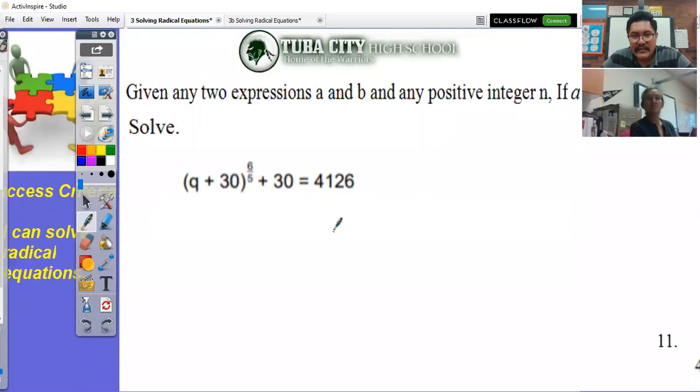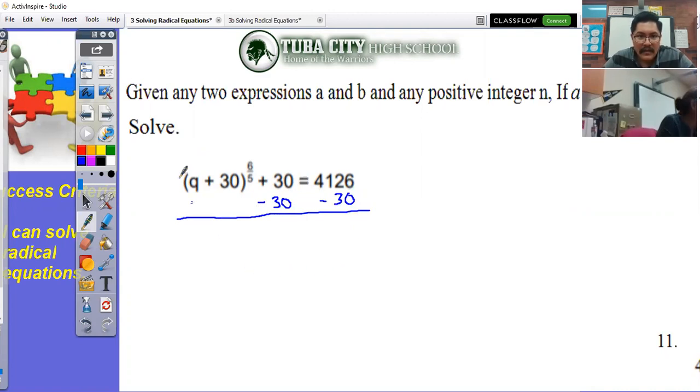Okay, now let's go ahead and get this last problem for this. I'm gonna minus 30, because again, I want the radical to be by itself. Even though it's not a radical just yet, I'm gonna have to turn it into a radical. So minus 30 from both sides. And I'm going to convert this to a radical at the same time. So q plus 30. Now I'm gonna leave it in the parentheses for now.